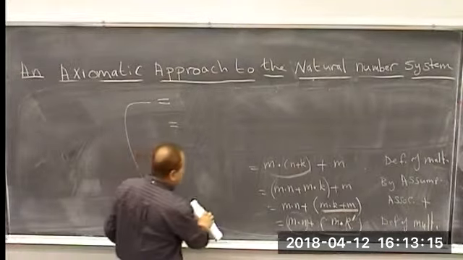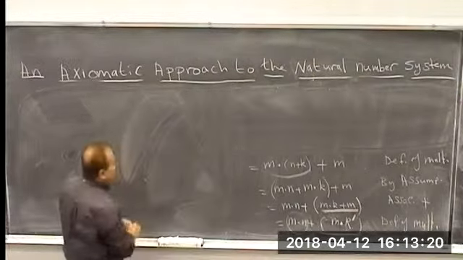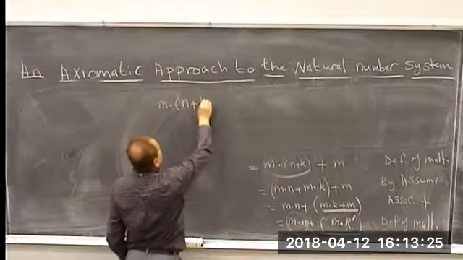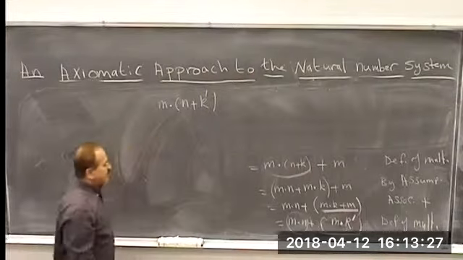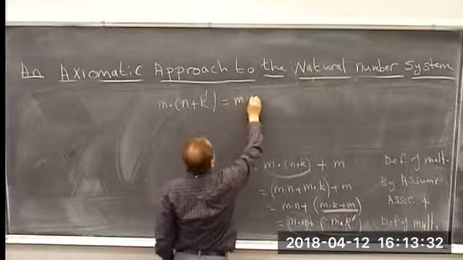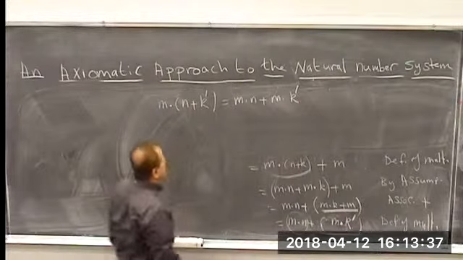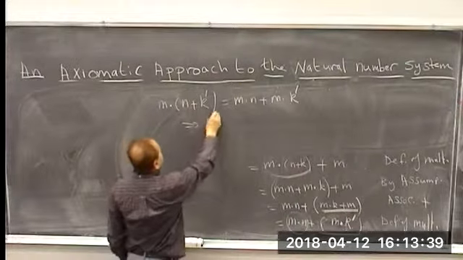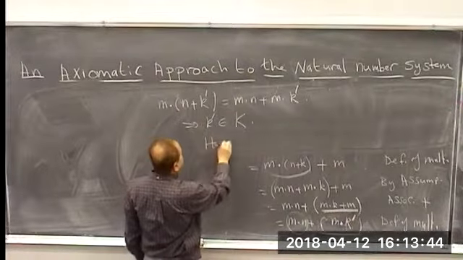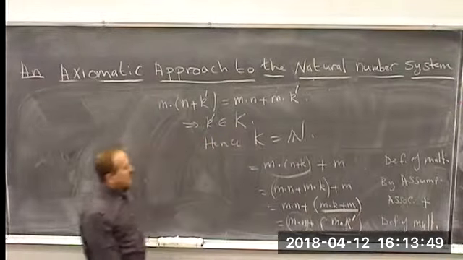And now, actually this is it. What we have done in here, we showed that we started with m times n plus k prime. That's what we started with, and we have shown that what we ended up with is mn plus mk prime, which means that the k prime does belong to K, and hence K is equal to the natural numbers.